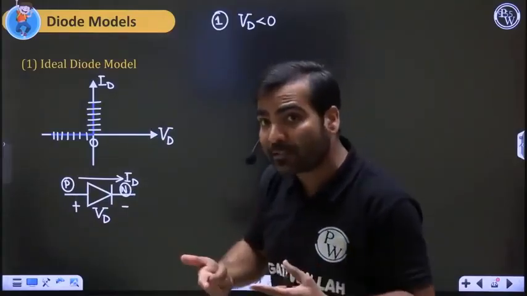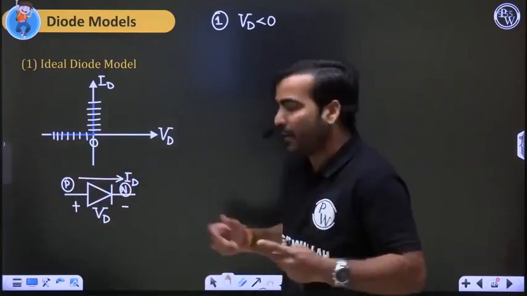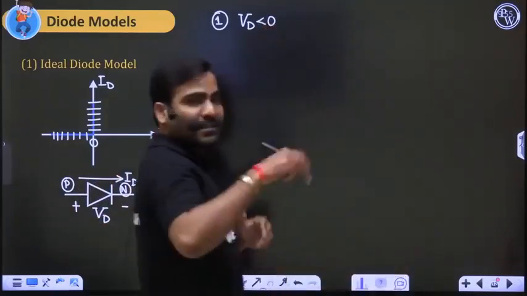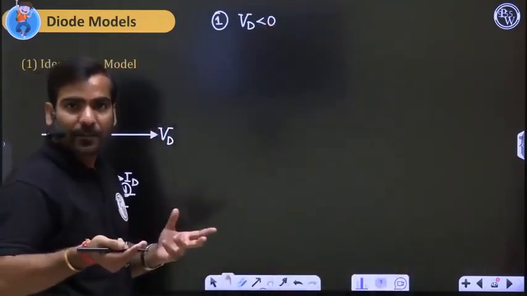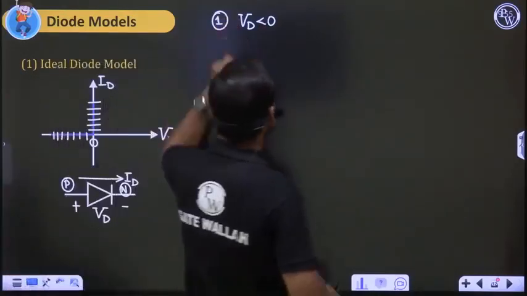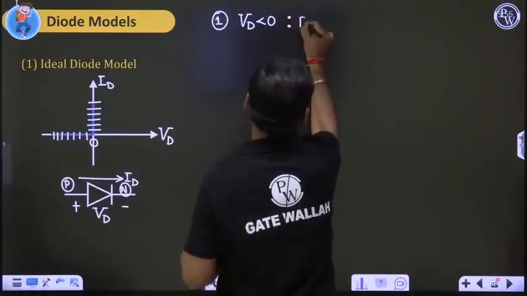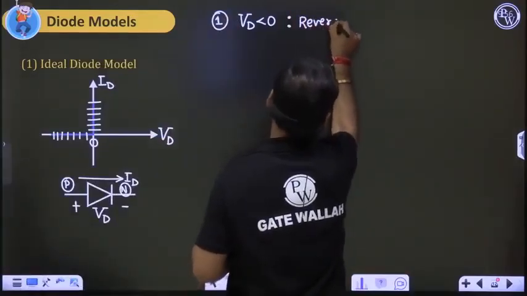VD positive means P side voltage positive, N side voltage negative. That I told you already. So VD less than zero means reverse bias condition, we can say. N side positive potential, P side negative potential. In this case, when VD is less than zero, the diode is reverse bias. That's it. Reverse bias case.